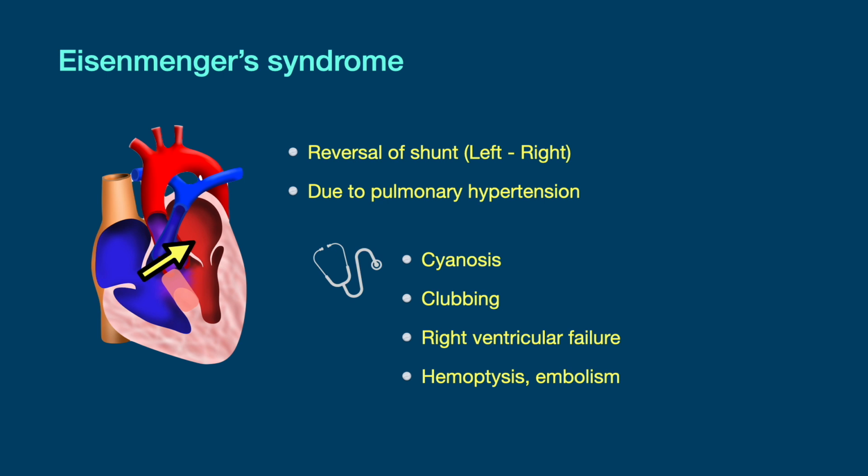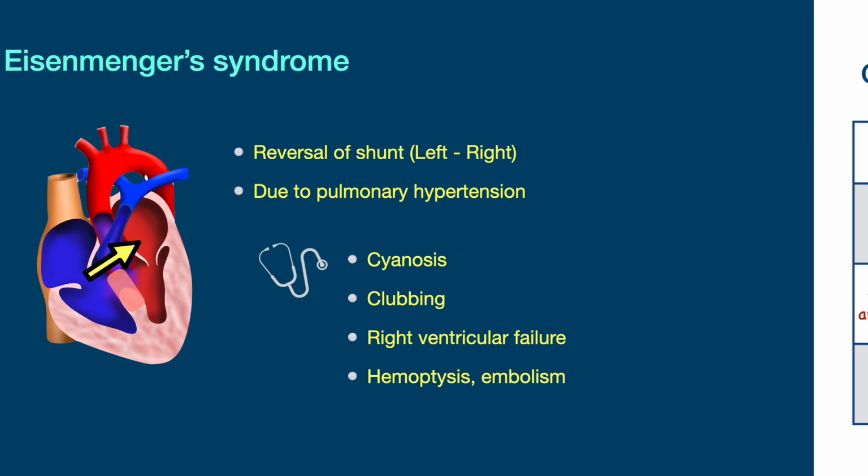In this case, it can be associated with patent ductus arteriosus. Features include that the original murmur may disappear, cyanosis, clubbing, right ventricular failure, hemoptysis, and embolism. Here, the management would be heart-lung transplantation if required.